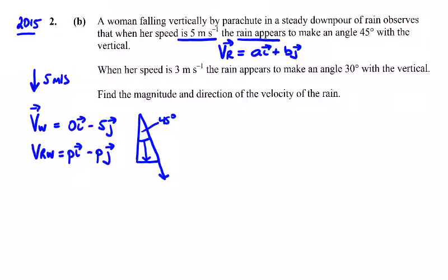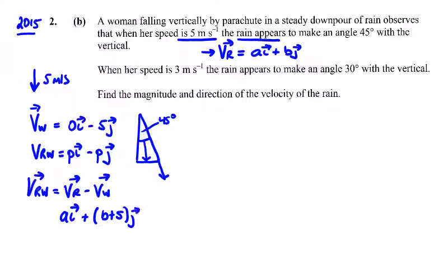So we have the velocity of the rain, the velocity of a woman, so we can create the velocity of the rain relative to the woman, another equation for it, with the velocity of the rain minus the velocity of the woman. So this is going to be a minus 0, so just a in the i direction, and then plus, it's going to be b minus 5, b plus 5 in the j direction. So that's the velocity of the rain relative to the woman.